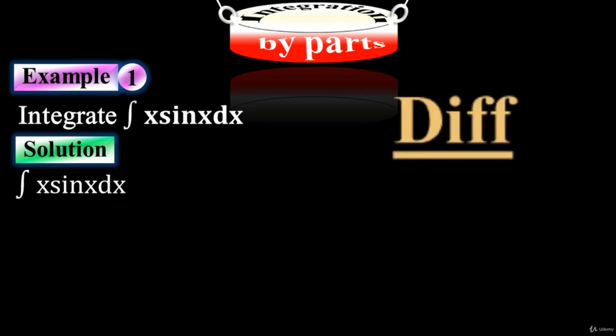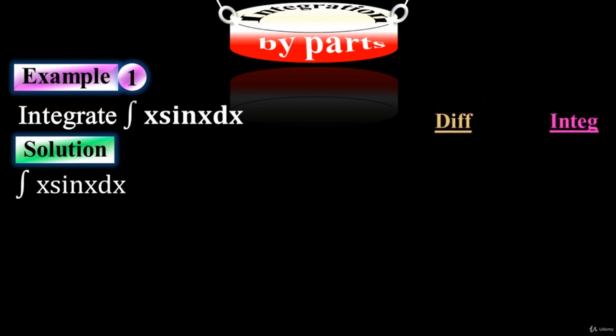Let's use technique number 2 here. Put differentiation at one side and integration at another side. Take the algebraic term x under the differentiation panel and the second term under the integration panel. Derivative of x is 1 and integration of sine x is minus cos x. Derivative of 1 is 0. Integration of minus cos x is minus sine x.